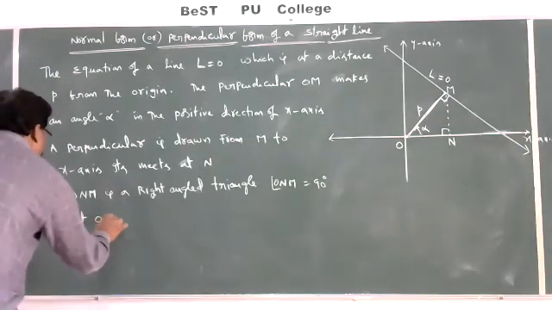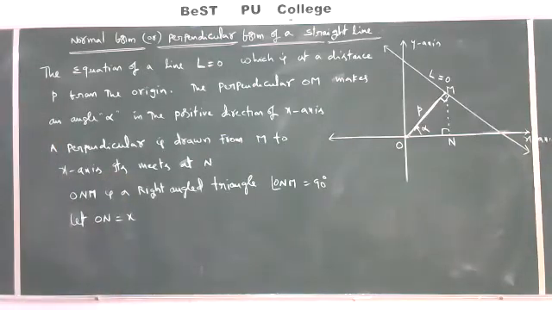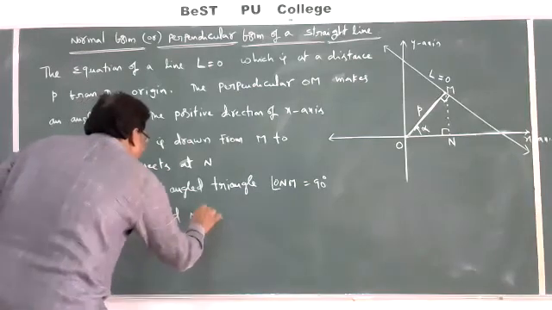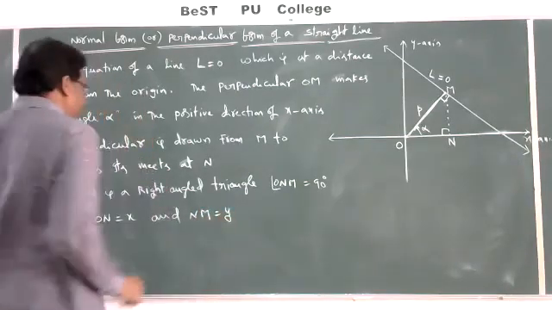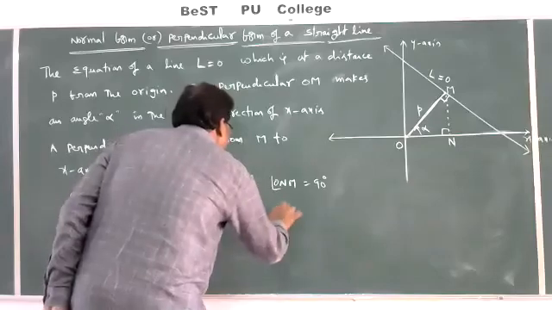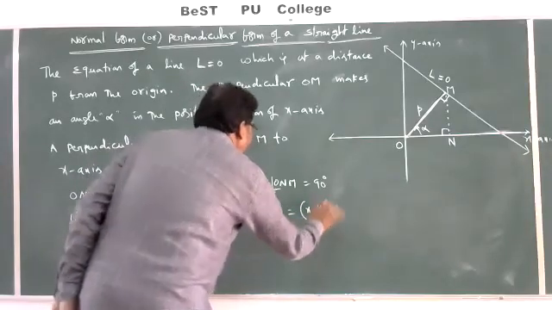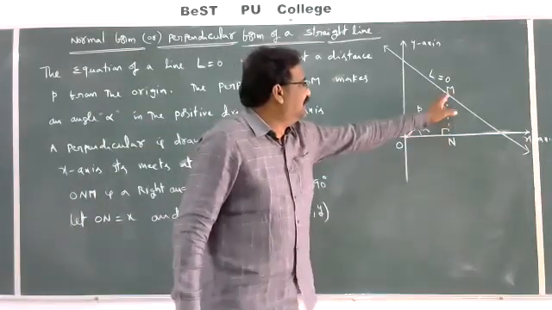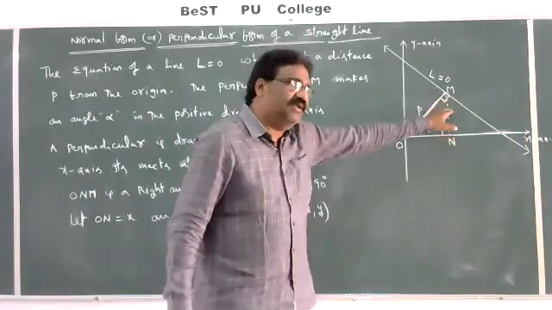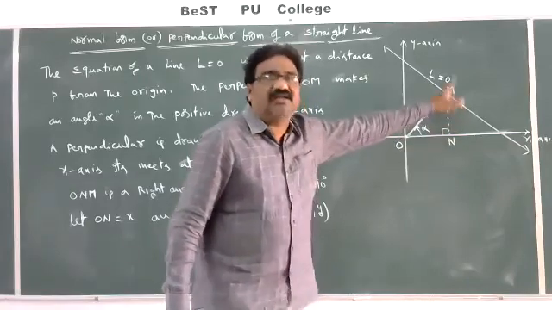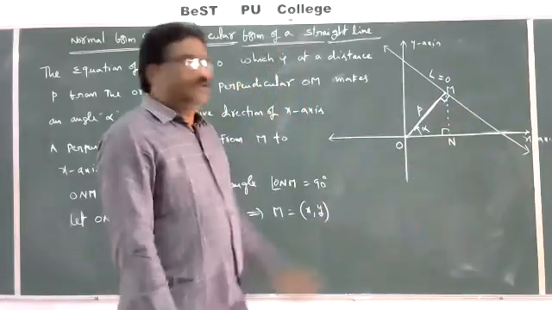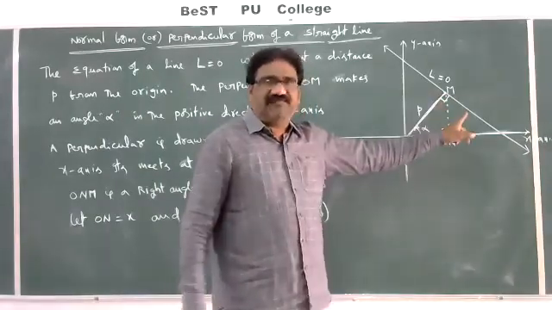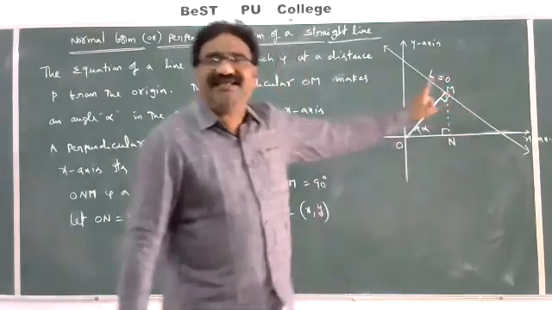Let ON is equal to small x and NM is equal to small y. That implies M is equal to x comma y. ON is small x, NM is equal to small y. That means M coordinates are x comma y. ON length is small x, NM length is small y. That's why M coordinates are x comma y.